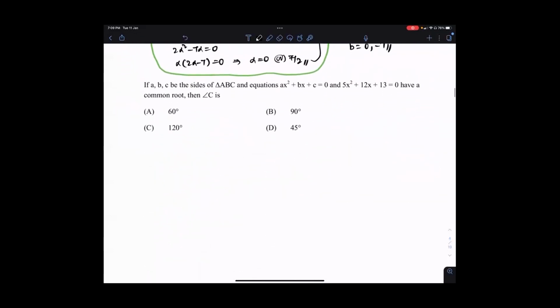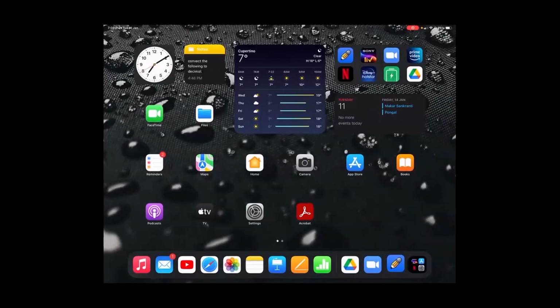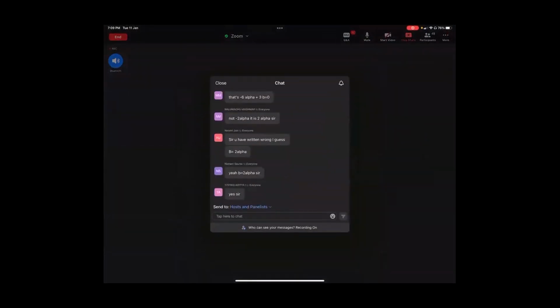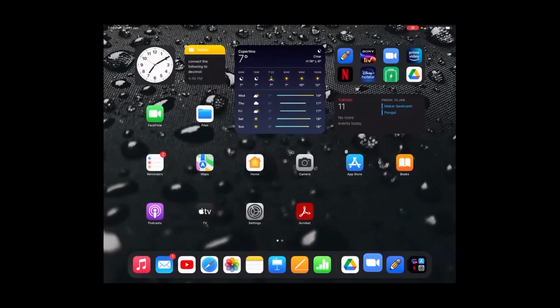Yeah. Let me just see if there are any doubts from any students. b is equal to minus 2 alpha. Achha. Okay. Fine. Let me just correct it.